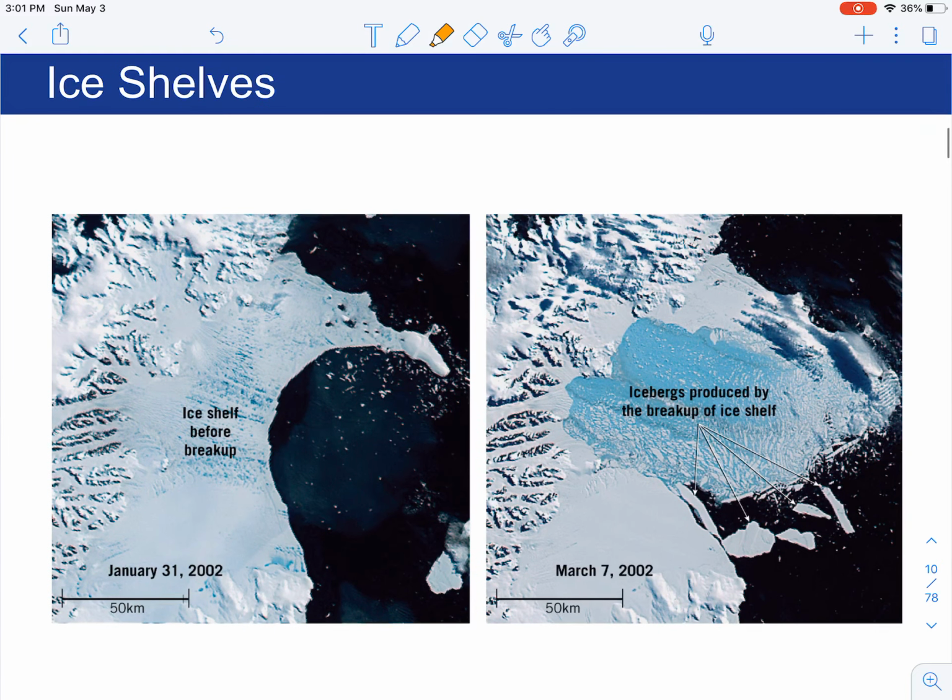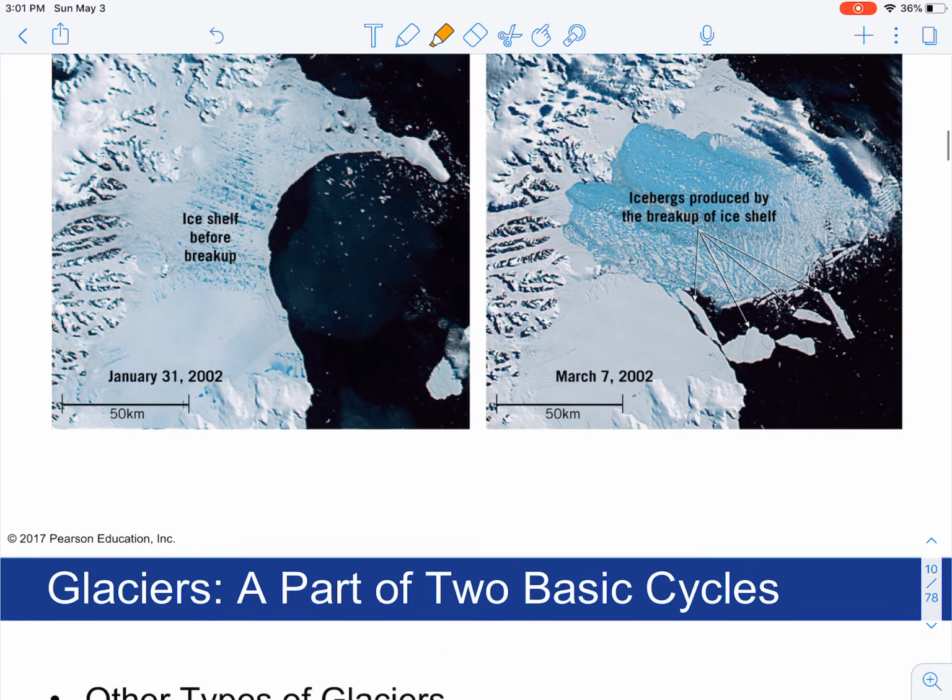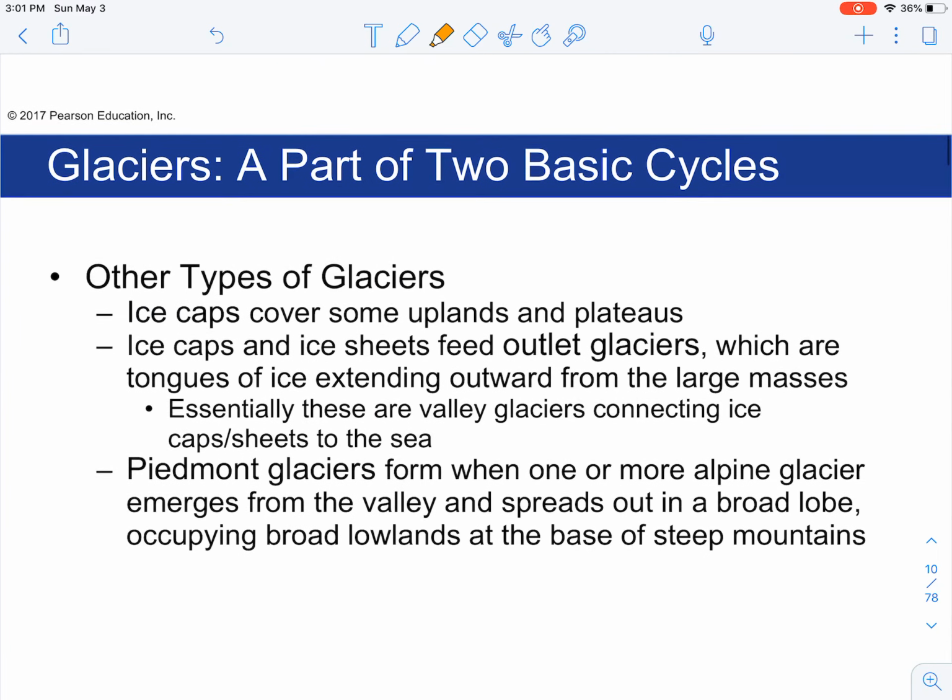So here's what that looks like. Here's the ice shelf in Antarctica. This was back in 2002. You can find more recent occurrences of this if you Google, but here's ice breaking up in Antarctica back in January 2002, and then you have icebergs rafting out over the ocean.